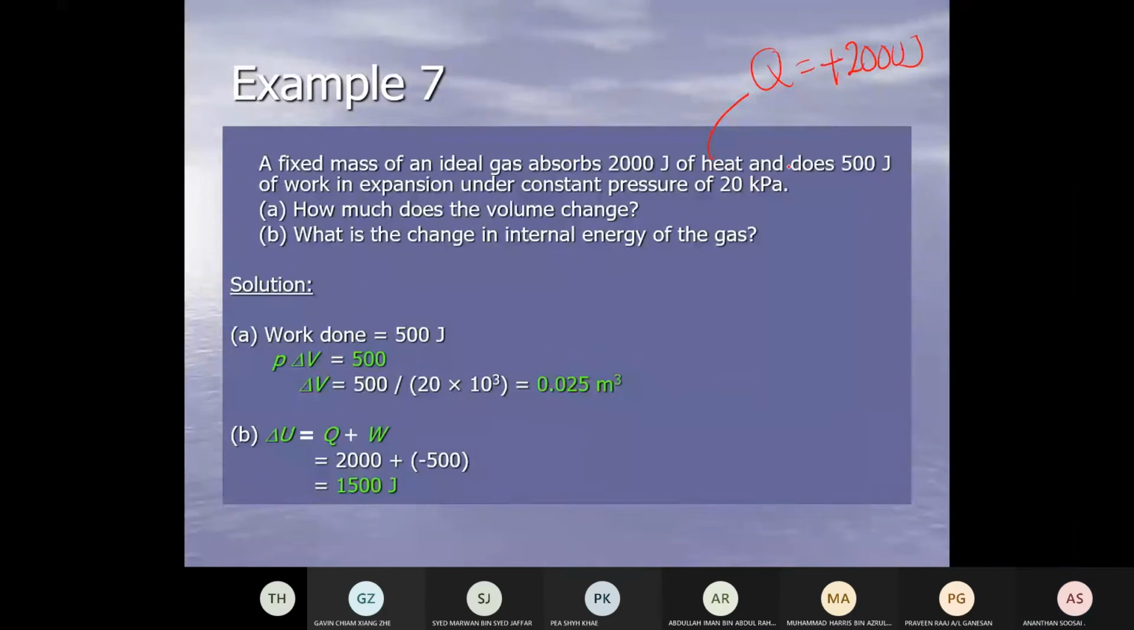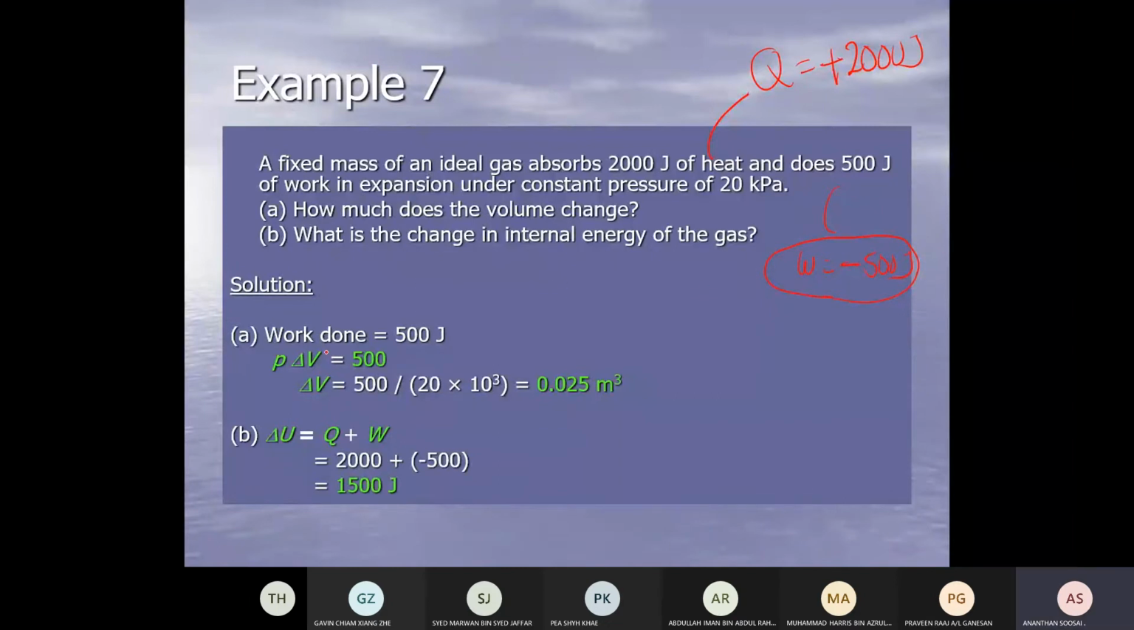And it does 500 joule of work expanding. Is work positive or negative? Expand, work is negative, so it's negative 500 joule in your mind. When you fit it into the formula, work must be negative, because why negative? You try to decrease the internal energy of the system.